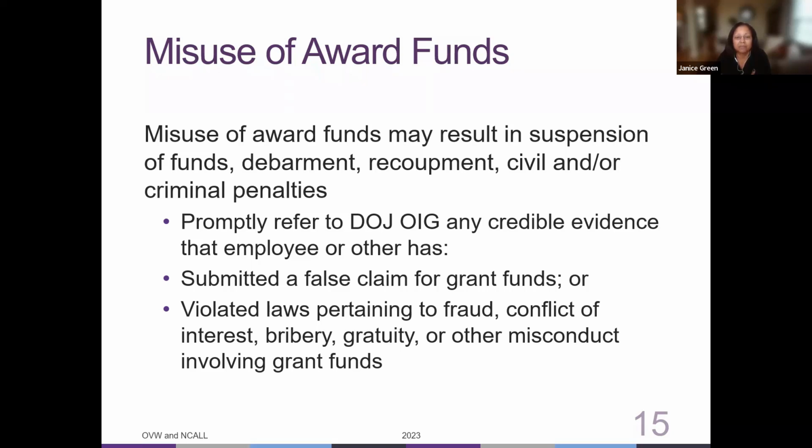employee has made a false claim for funds or has committed fraud or bribery or done something else that was inappropriate using grant funds, grantees need to and are obligated to contact OVW to make us aware of that, so that we can work with the Department of Justice Office of the Inspector General to take a look at what's happened and to address it appropriately.